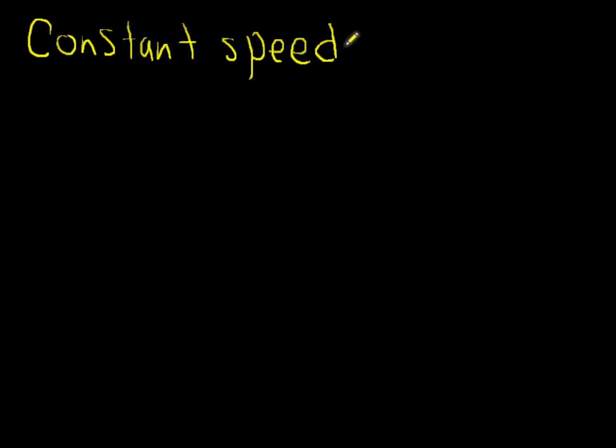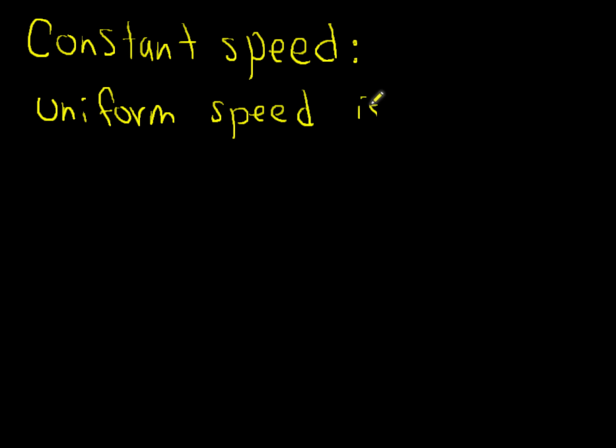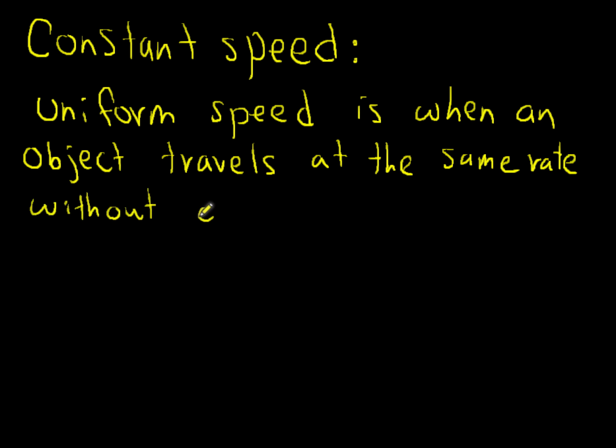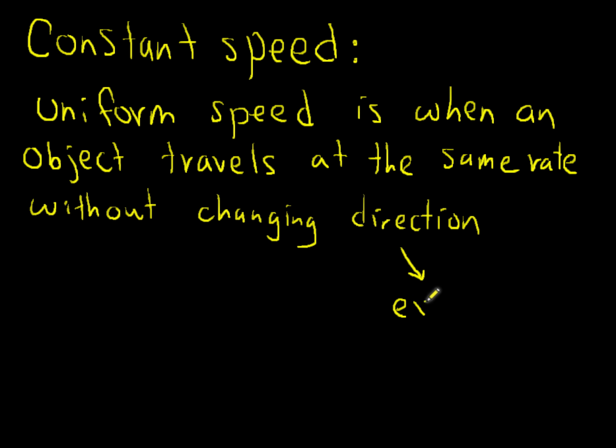Now, often in physics, we'll actually just look at constant speed situations, even though they're not really realistic in real life. And these are defined as uniform speed. Uniform speed is when an object travels at the same rate without changing speed, without changing direction. Same speed, same direction is uniform motion.